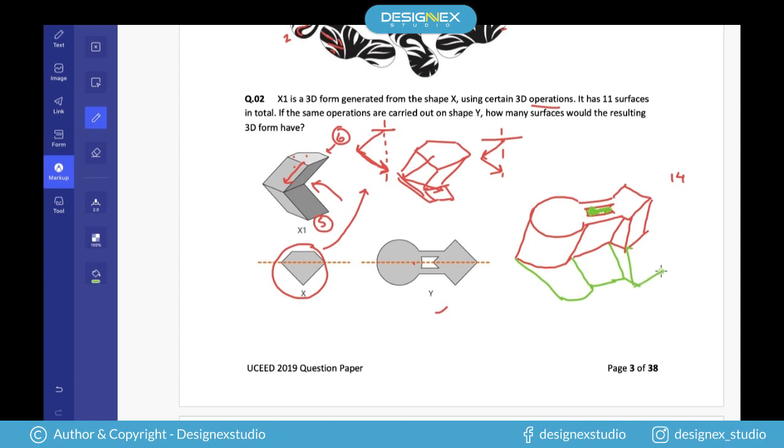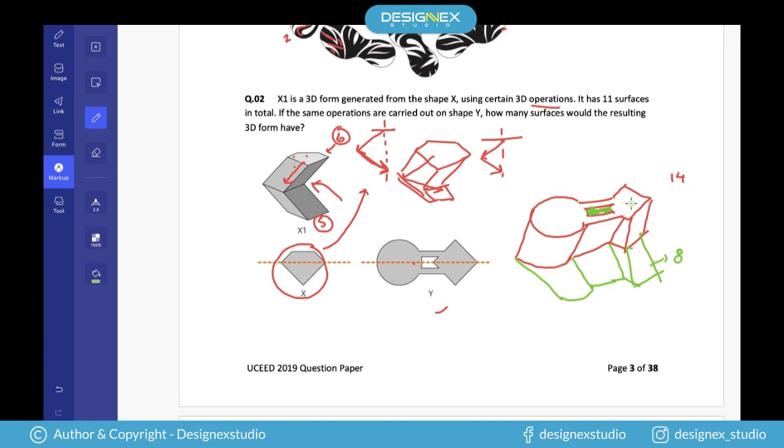This part will be gone because I'm stretching it here. So the number of faces in that part, this part would not be there. So we count the number of faces: 1, 2, 3, 4, 5, 6, 7, and this one 8. 8 faces will be there on this.